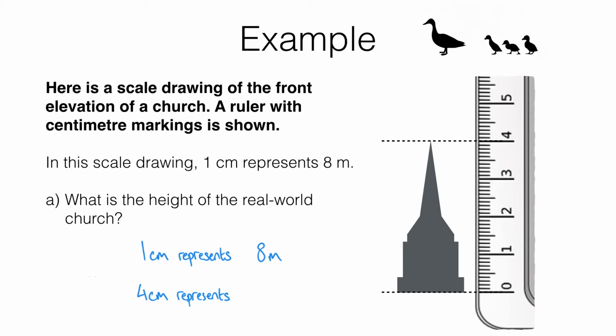So for example, we can see that 4 centimetres is 4 lots of 1 centimetre. So the real church is going to be 4 lots of 8 metres high, which is 32 metres. That's working downwards. Now you could also work across if you wanted to. You can see that 1 centimetre represents 8 times as many metres. So 4 centimetres is going to represent 8 times as many metres. So 4 times 8 gives us 32.